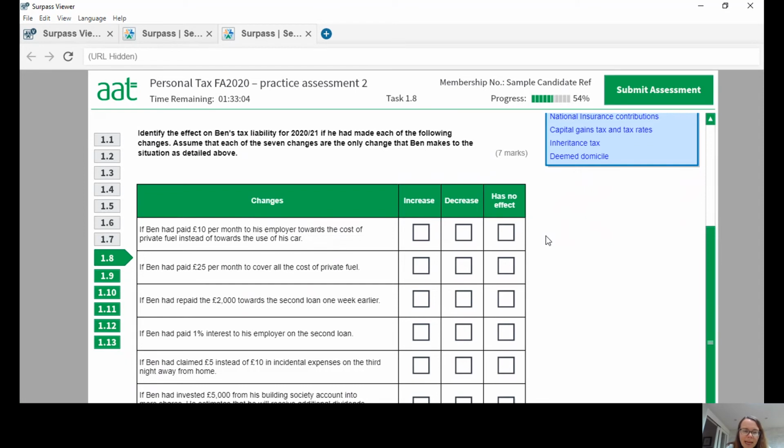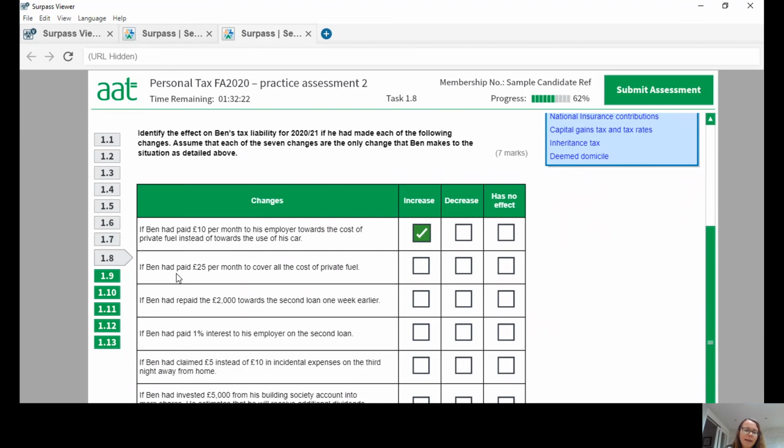Right, first one. If Ben had paid £10 per month to his employer towards the cost of private fuel instead of towards the use of his car. So we know that by making a contribution towards the use, it gets deducted and therefore you pay less tax. If he had paid it towards the fuel, we know that it's ignored. So he would have lost the advantage of paying towards the use and gained nothing. So overall, he would have ended up paying more.